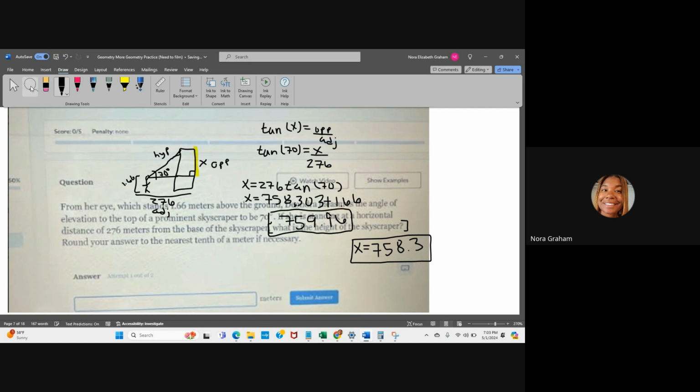So that was my bad. I forgot to add that 1.66. Don't forget to add that extra piece, okay? Because they want to know the whole length of the building, okay? So that's the answer for that one.